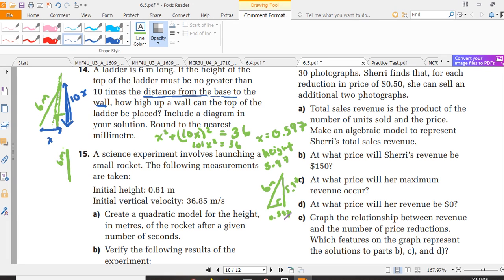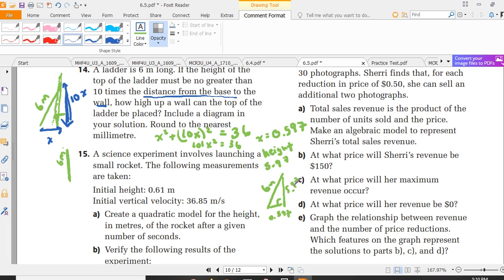And if you want to check, type in your calculator 0.597 squared plus 5.97 squared. That should give you roughly 36. Okay. So what this is saying, it gave you the optimal values.